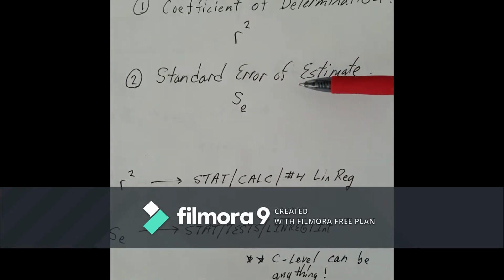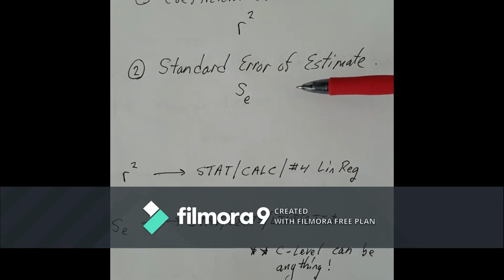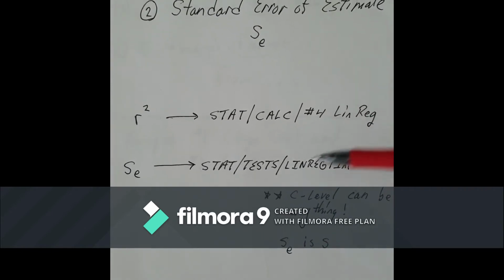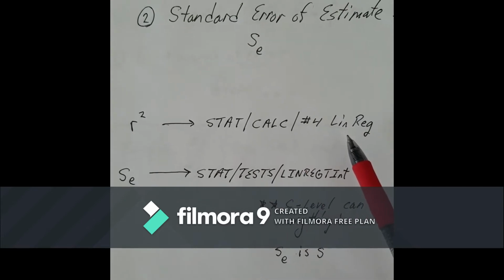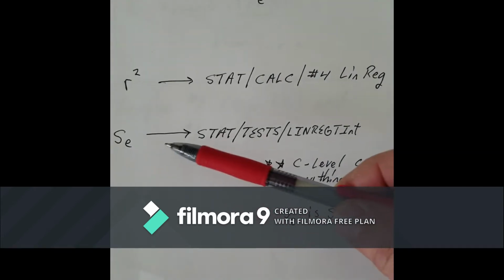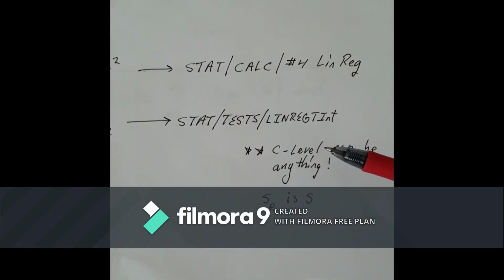Okay, the other thing will be the standard error of estimate. Really, when you find this, it's really to use in a formula. Now the r squared you can find using LinReg, right? Go STAT, CALC, LinReg. And the standard error of estimate you can use your calculator to find that too.